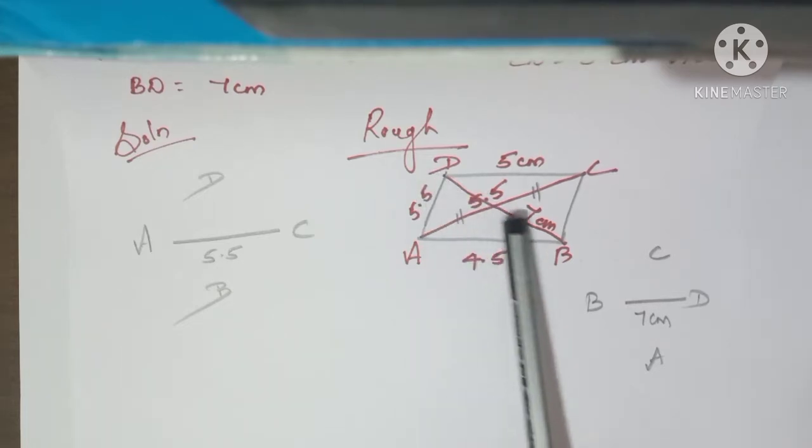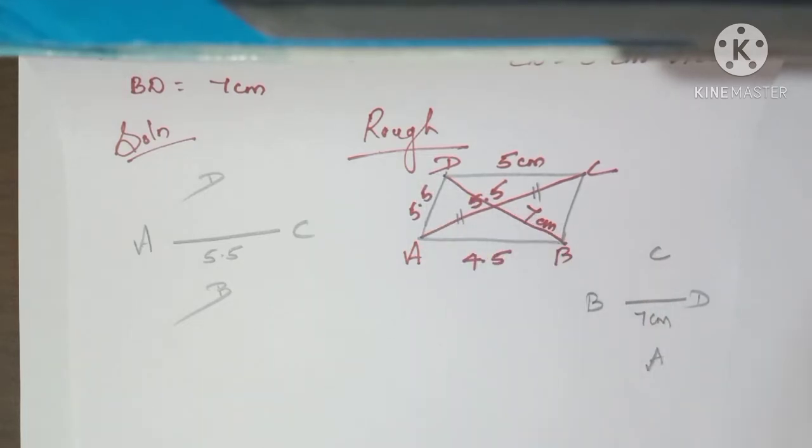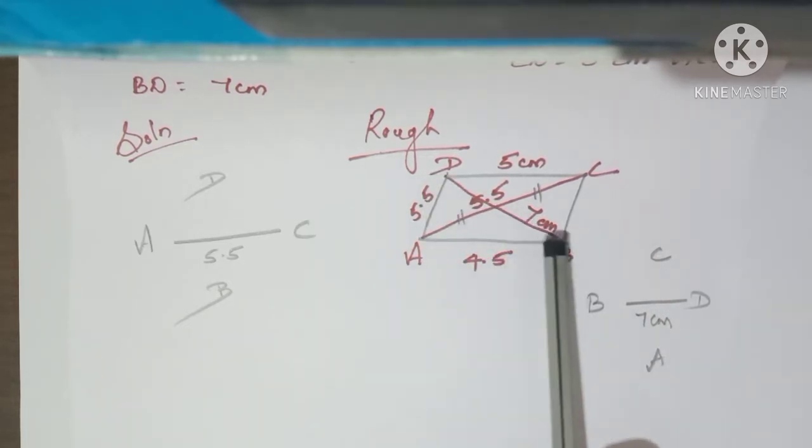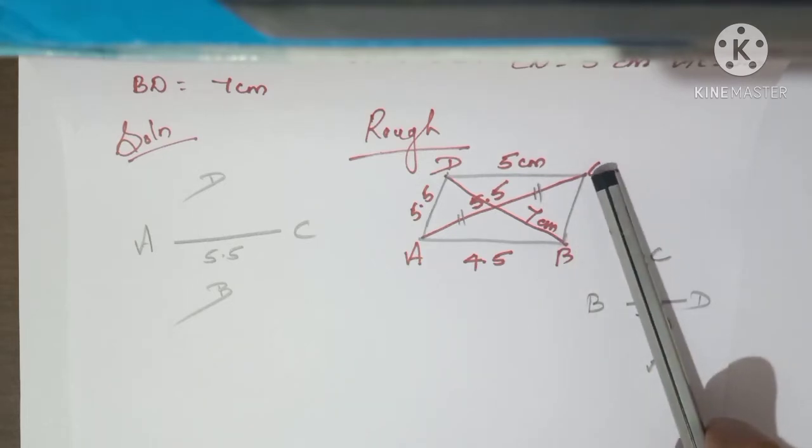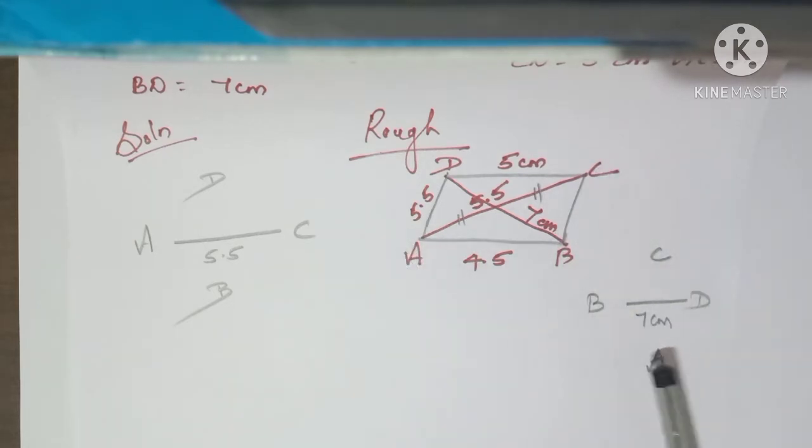So what is the measurement of this? 7 centimeter. So look at here, this is the baseline. So what will be the upper part? C, and the lower part A. This you have to keep in mind. You can choose any one diagonal as the baseline, but when you are taking that, you should be very careful with the upper and lower part.